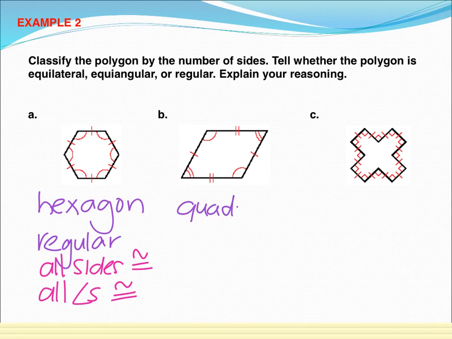How about B? Quadrilateral. And equilateral, equiangular, or regular? None. Okay. So the sides, there's 2 with 2 tick marks and 2 with 1 tick mark. And then the angles, there's 2 with 1 and 2 with 2. So there is congruency going on, but not all the way around. Okay, how about C?